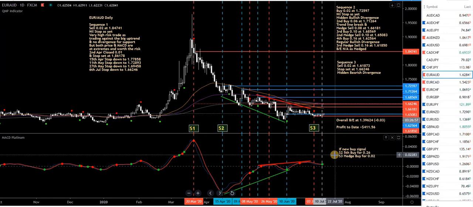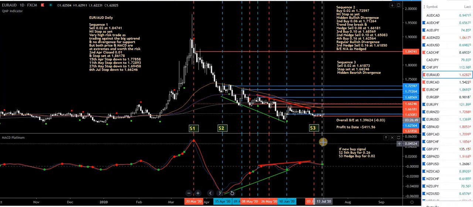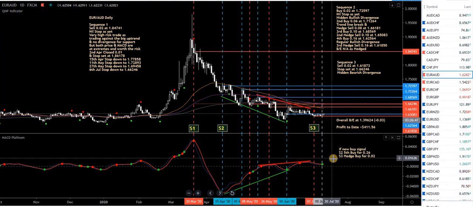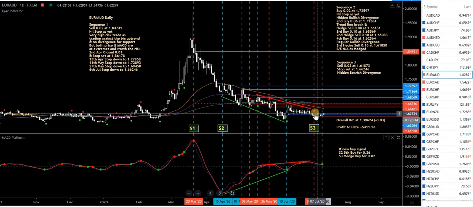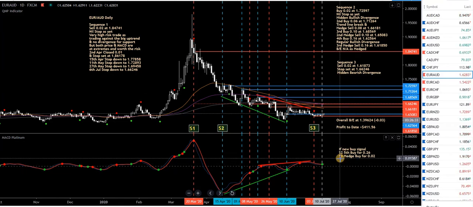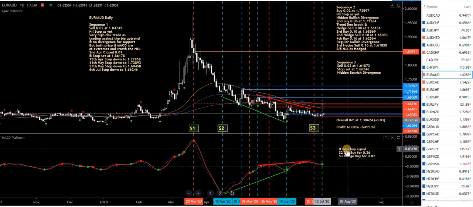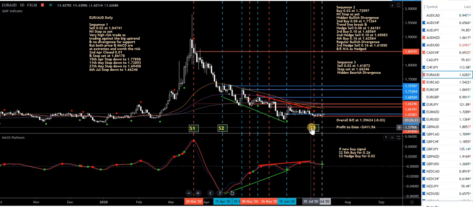So there's a new buy signal, S2, which is sequence 2, 5th buy for 0.26, which will give me a break even up that way, and sequence 3, hedge buy to prevent me losing anything further on that. I might change that. There shouldn't be a hedge buy because I'm not doing hedging anymore. If that buy signal is confirmed tomorrow, I'll take a loss on sequence 3.